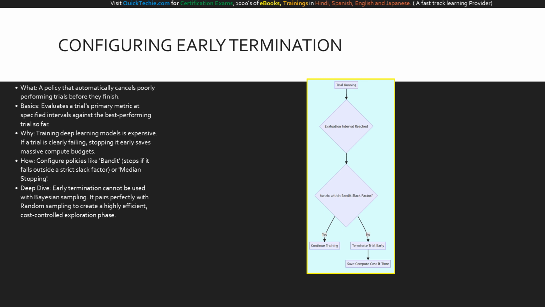Follow the logic in this flowchart to understand early termination. A specific trial is running. It hits the designated evaluation interval, say, epoch 10. The system asks a critical question: is this trial's accuracy within our allowed bandit slack factor compared to the best run? If yes, it continues training. If no, meaning it is performing terribly, the system takes the bottom path and terminates the trial early. This immediately frees up the compute node for a new trial, saving both cost and time. It is aggressive, automated cost control.